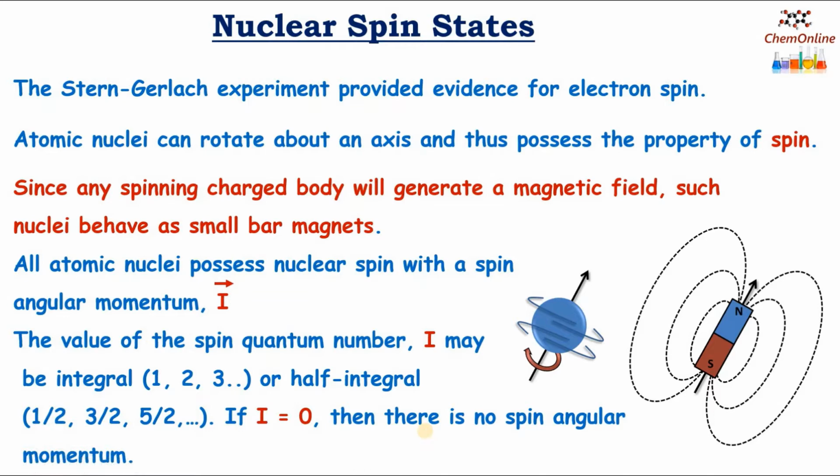So a nucleus, similar to electron, has the property of spin, and since nuclei are positively charged, they will generate a magnetic field on spinning, or nuclei will behave as small bar magnets. And all nuclei that possess a nuclear spin will have a spin angular momentum, and the value of the spin quantum number I may be integral, half integral, or 0.